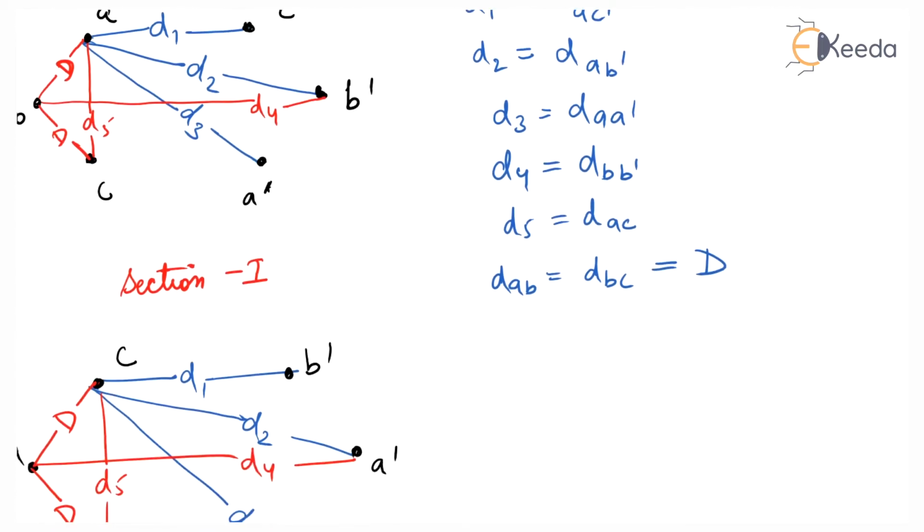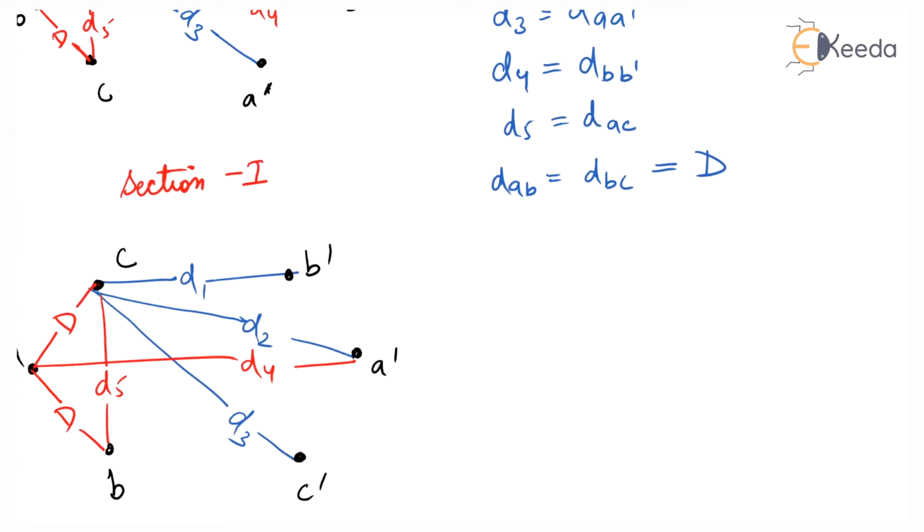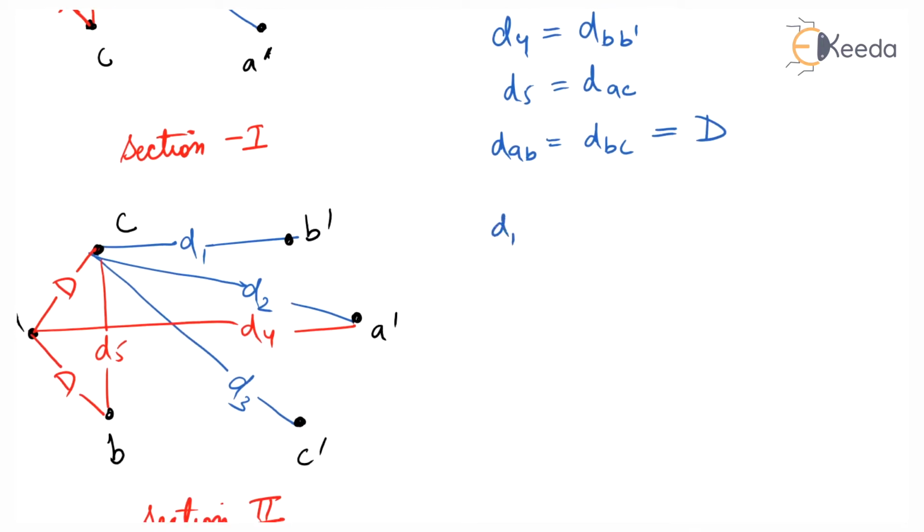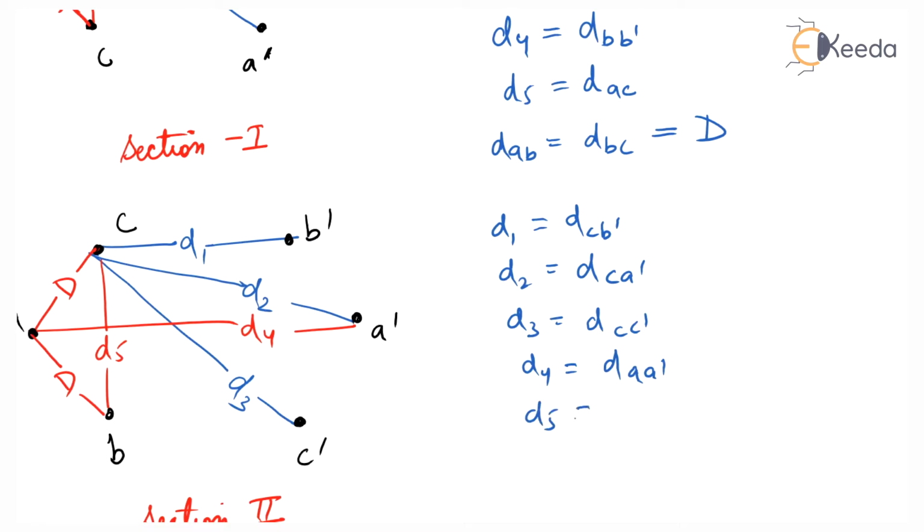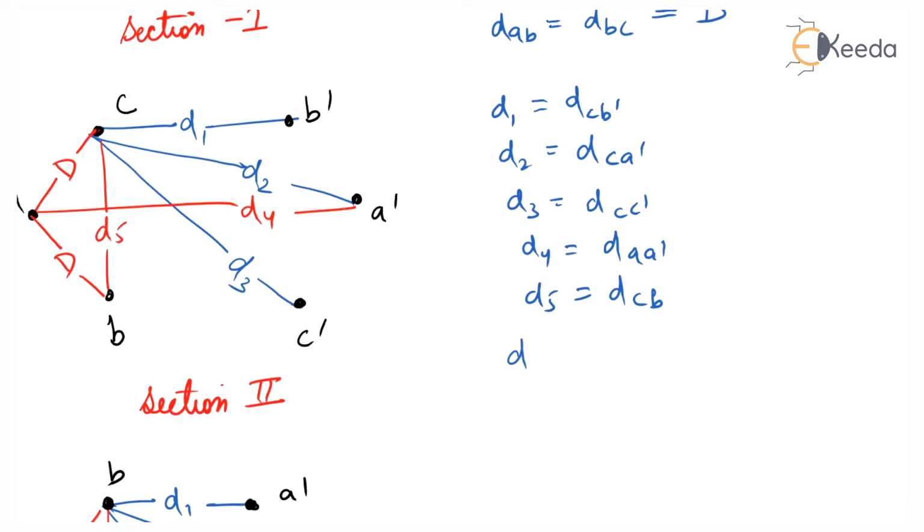For section 1. Now for section 2nd, D1 is equal to distance C to B dash, D2 is equal to distance C to A dash, D3 is equal to distance C to C dash, D4 is equal to distance A to A dash, D5 is equal to distance C to B and distance from C to A is equal to distance from A to B. This is equal to D.